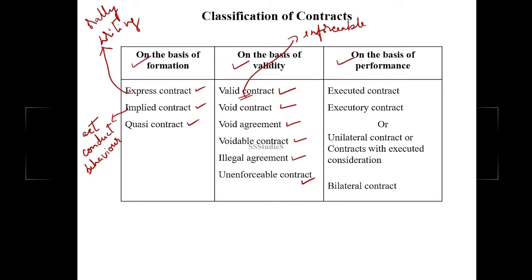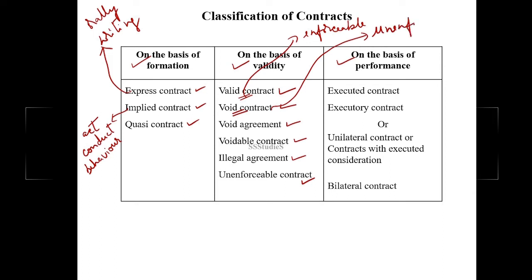If there are any legal formalities that have to be taken care of, all those things have to be taken care of. In that case, we call the contract a valid contract. Now, in case any one of these essential elements of a valid contract is missing, then we call the contract a void contract. So, void contracts are those contracts which are not enforceable in the court of law.